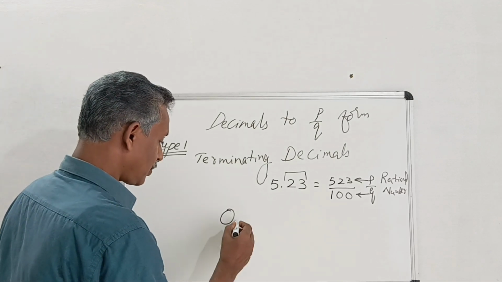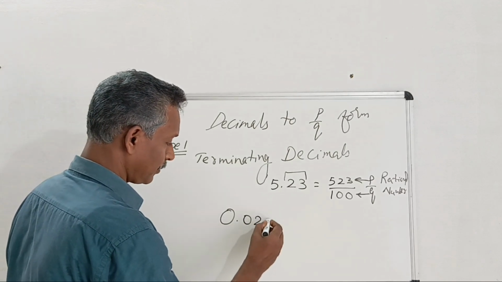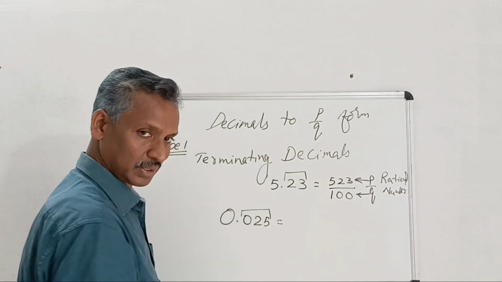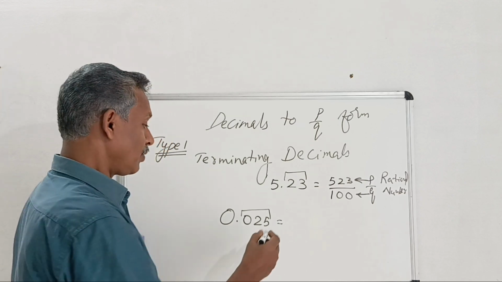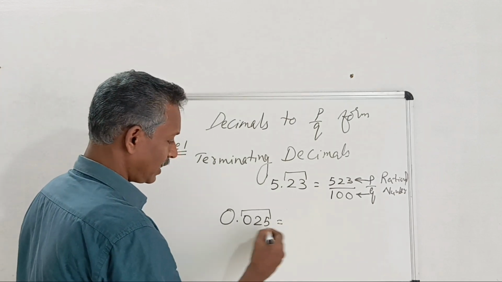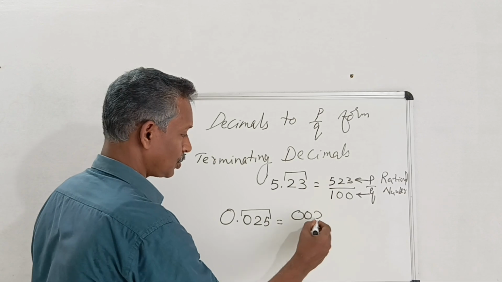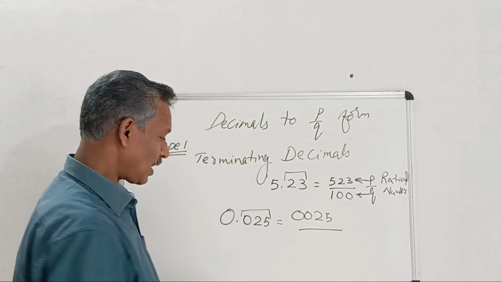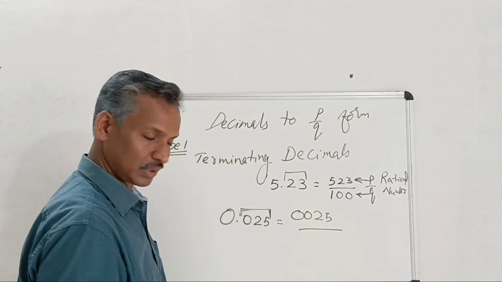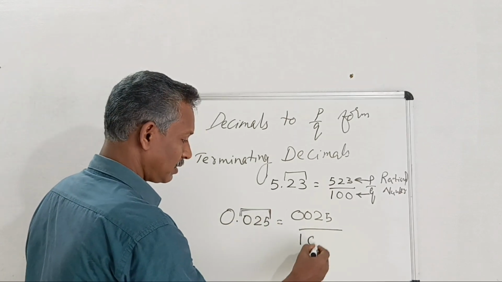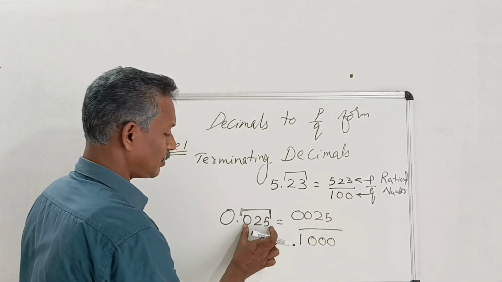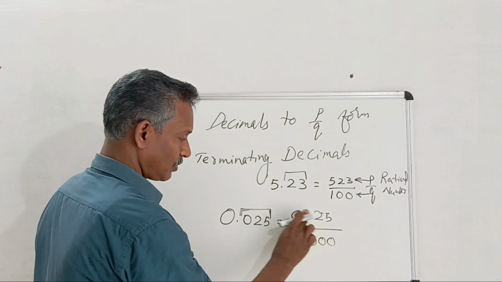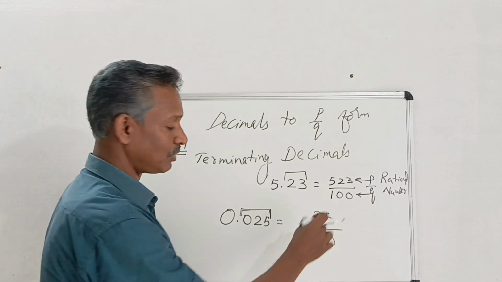Next, if it is starting with 0, say 0.025, then after the point it has a fixed number of decimal places, so it is a terminating decimal. So we can write, without the decimal, the whole number, 0025, by... how many decimal places after the point? 3 places. So you have to start with 1 and 3 zeros. Why 3 zeros? 3 decimal places, 3 zeros. In the numerator, the leading 0, 0 is not required. Here you can write just 25.